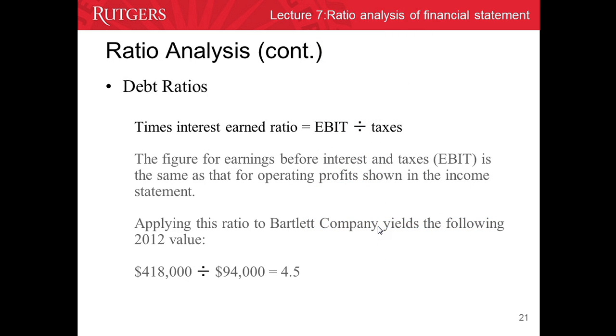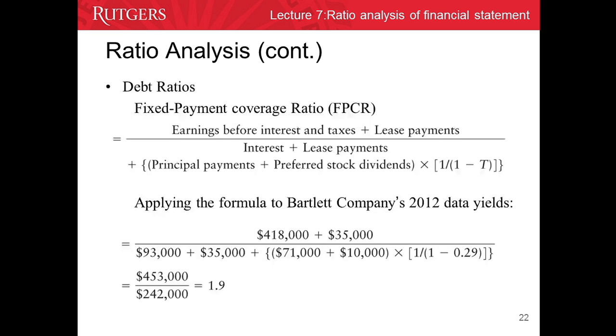Then we get the times interest earned ratio equals 4.5. Another debt ratio is the fixed payment coverage ratio. Compared to the other ratios, the calculation of this one is a little bit complicated.